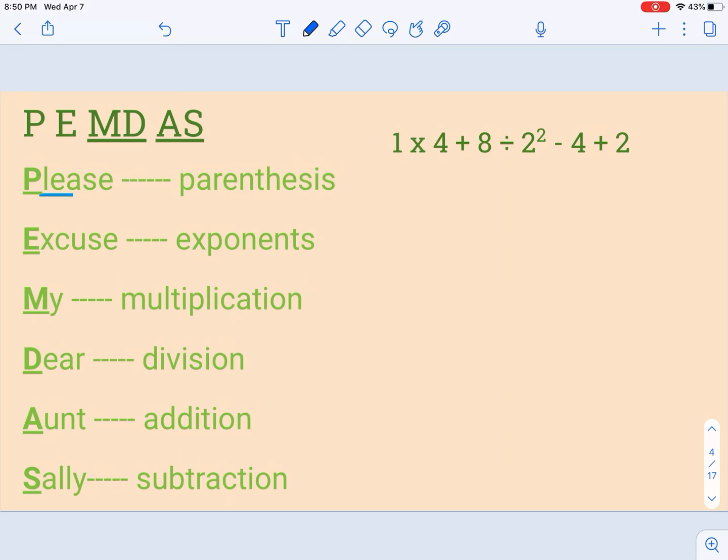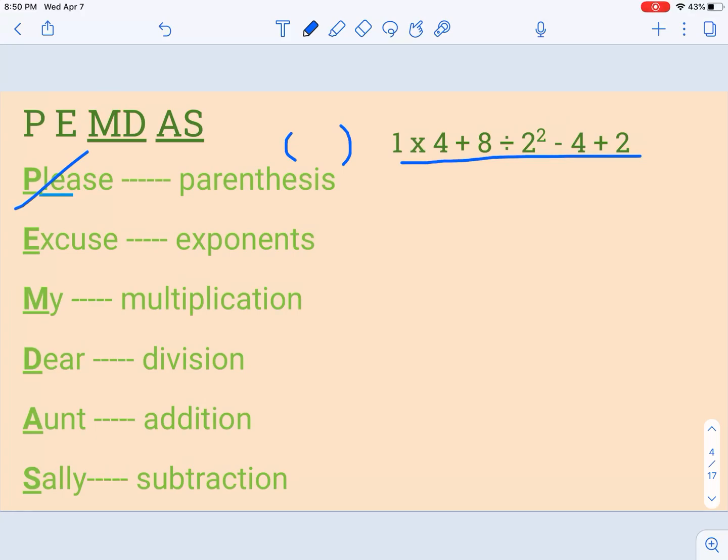So first, when you look at this expression that we have here, the one that I gave you at the beginning of class, we always start with something called parentheses. And parentheses are the things that look like this. Do you notice any parentheses in that expression? No, there are no parentheses. So we will actually be skipping the P because this expression doesn't have any parentheses, and we'll go on to the E. So E stands for exponents.